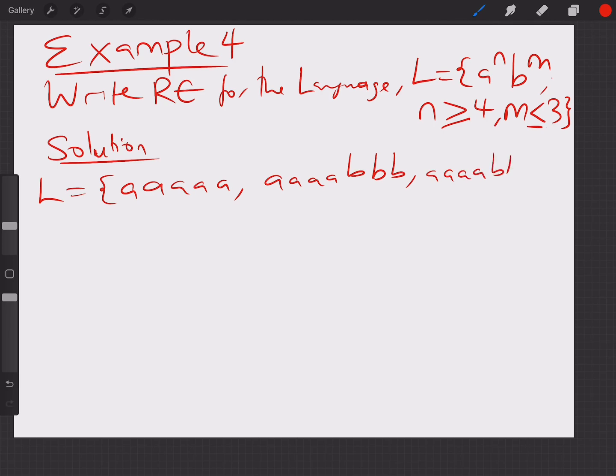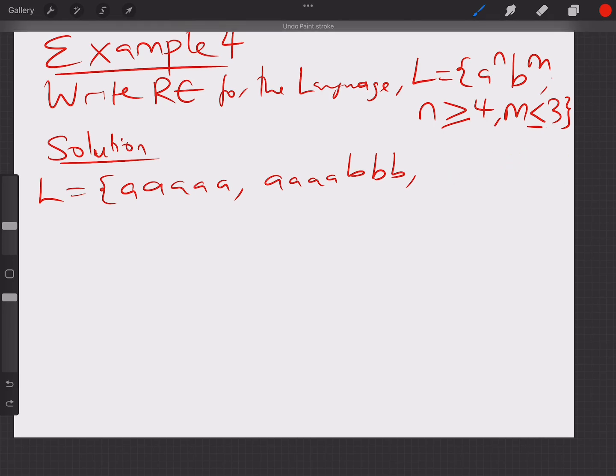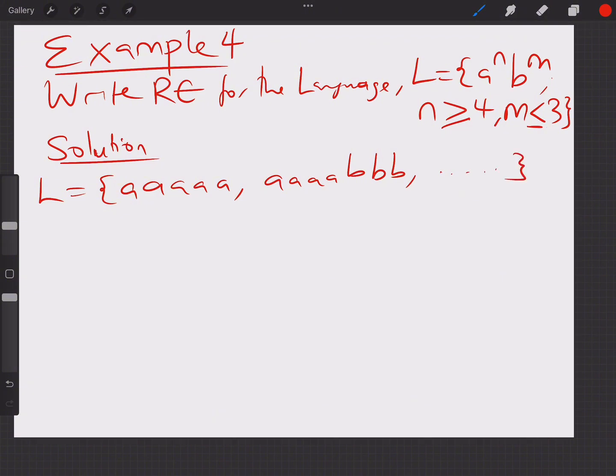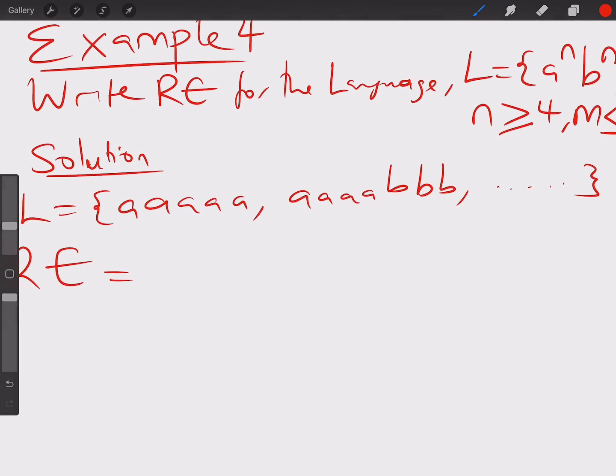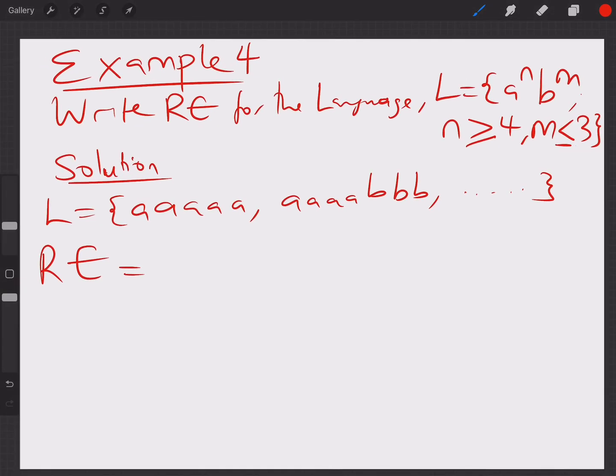B is also wrong, so on and so forth. So what would the regular expression look like? The regular expression would have, first of all, let's cater to A. A has to have at least 4 occurrences. So A to the power of 4, that means a string of length 4.